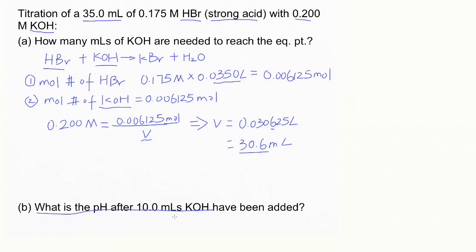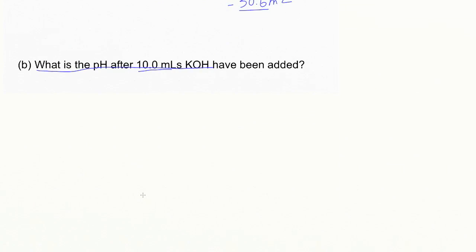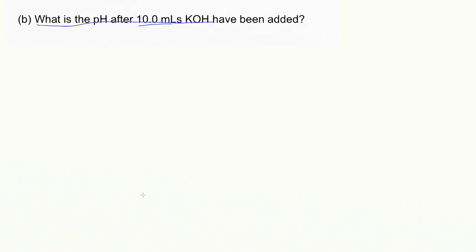So when you add 10 ml of the potassium hydroxide here, you don't have enough potassium hydroxide to react with the hydrogen bromide completely. So you would still have a little bit of hydrogen bromide left. In order to find the pH value of the solution after adding 10 ml of potassium hydroxide, you need to find the concentration of the hydrogen bromide. Here is how we do it. Let me move this up a little bit so I will get more space.